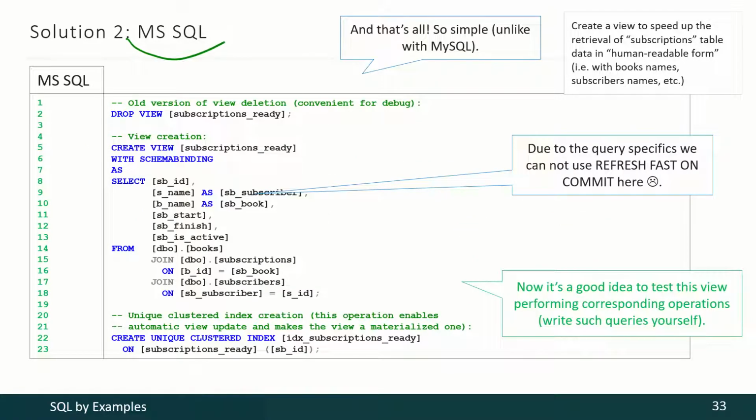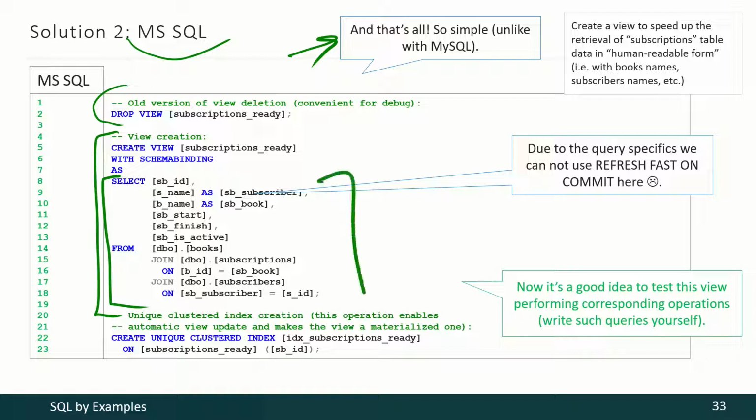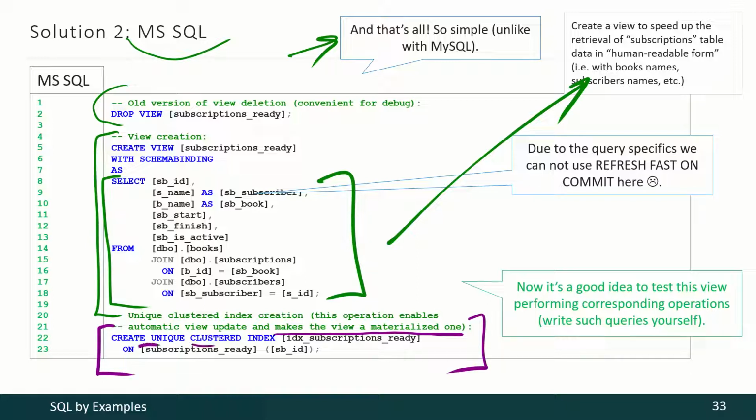For Microsoft SQL Server, the solution is simple. We have to drop the previous version of our view, then we have to create the view and we are using this query that will produce that result. To make this view a materialized one, we have to execute the following statement. We have to create a unique clustered index on that view. And that's all. From now on, Microsoft SQL Server will update the information inside this materialized view once some of these tables are changed.